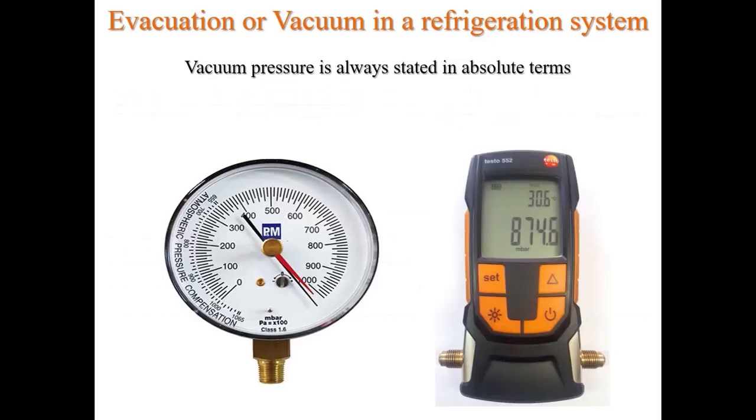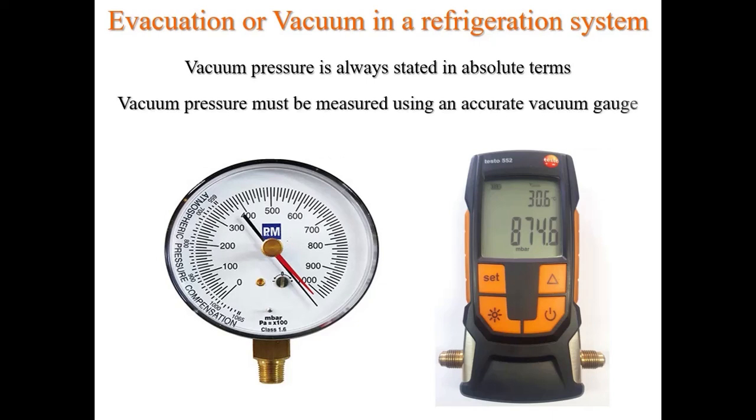Vacuum pressure is always stated in absolute terms because it goes below atmospheric pressure, making atmospheric pressure an important factor. Vacuum pressure must be measured with an accurate vacuum gauge, either dial type or digital. For dial type gauges, the atmospheric pressure must be set before evacuation. If starting from 1000 millibars, or 1 bar, the vacuum reading must be compensated for atmospheric pressure, as dial type gauges only measure gauge pressure.